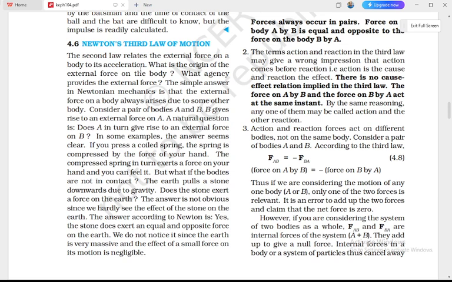But if the bodies are not in contact, as when the earth pulls a stone downward due to gravity, does the stone exert a force on the earth? The answer is not obvious since we hardly see the effect of the stone on the earth. The answer according to Newton is yes. The stone does exert an equal and opposite force on the earth, but we do not notice it since the earth is massive and the effect of a small force on its motion is negligible.